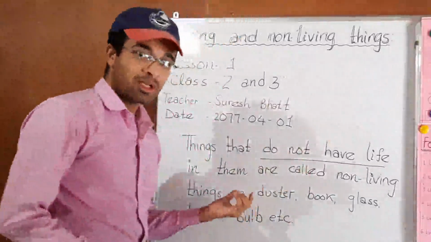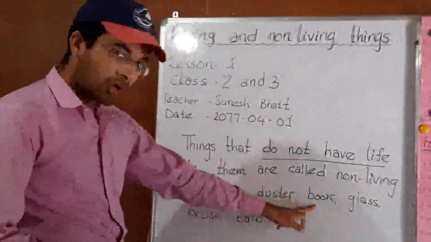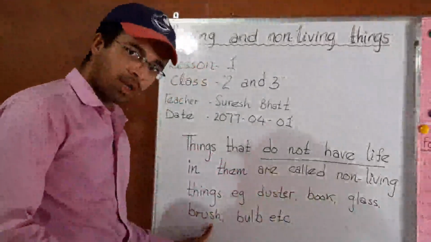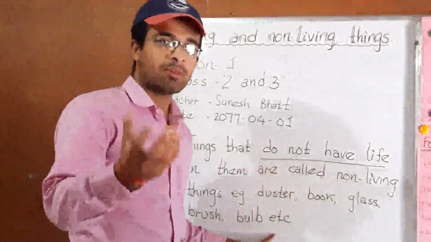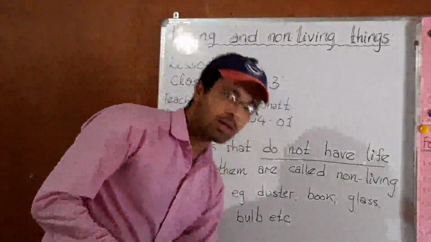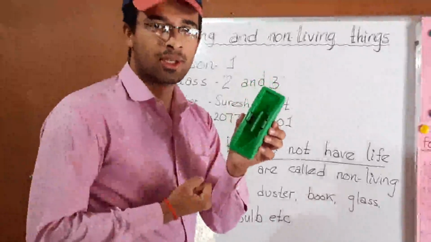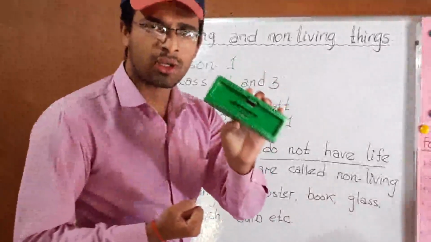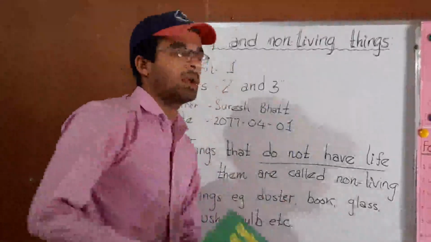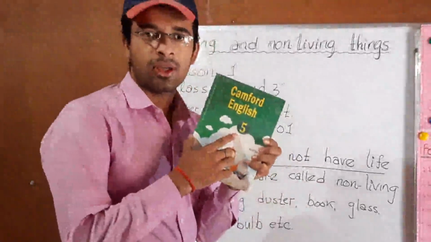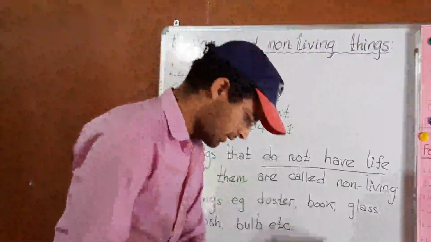Some examples of non-living things are, for example, duster, book, glass, brush and bulb, etc. These are all examples. I have some more examples. Can you see this duster? Yes, you can. Is this a non-living thing or not? Yes, this is a non-living thing. Next. This is a class 5 book. This is also an example of a non-living thing. Okay. Next.